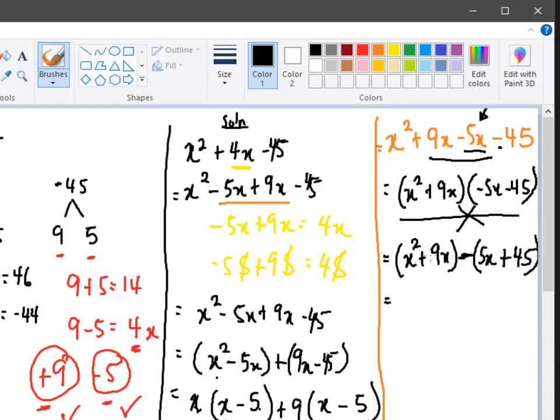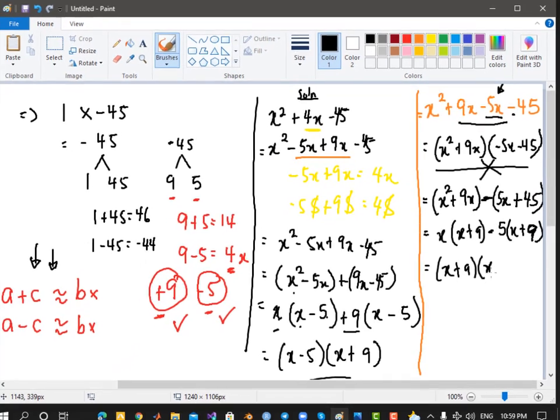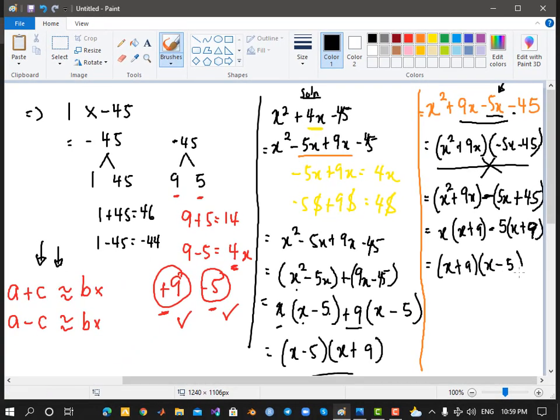When we look at this first bracket, we can factorize x out. We're going to get x plus 9, and this one to factorize 5 out, we're going to get x plus 9. And you can see that in the three brackets we have the same expression. So we keep one of them, that is x plus 9. Then those outside we put them in the bracket as x minus 5. And the answer is the same thing here.